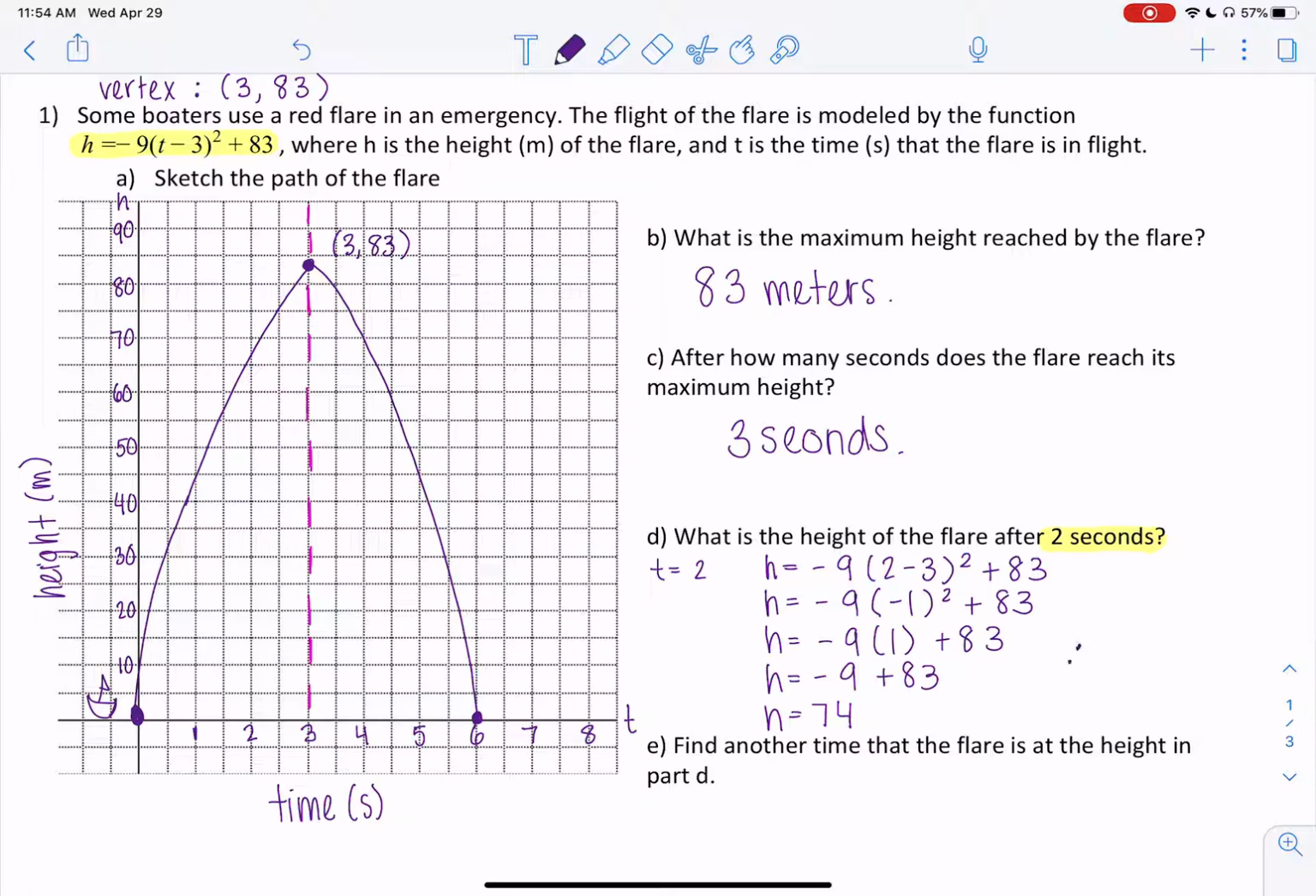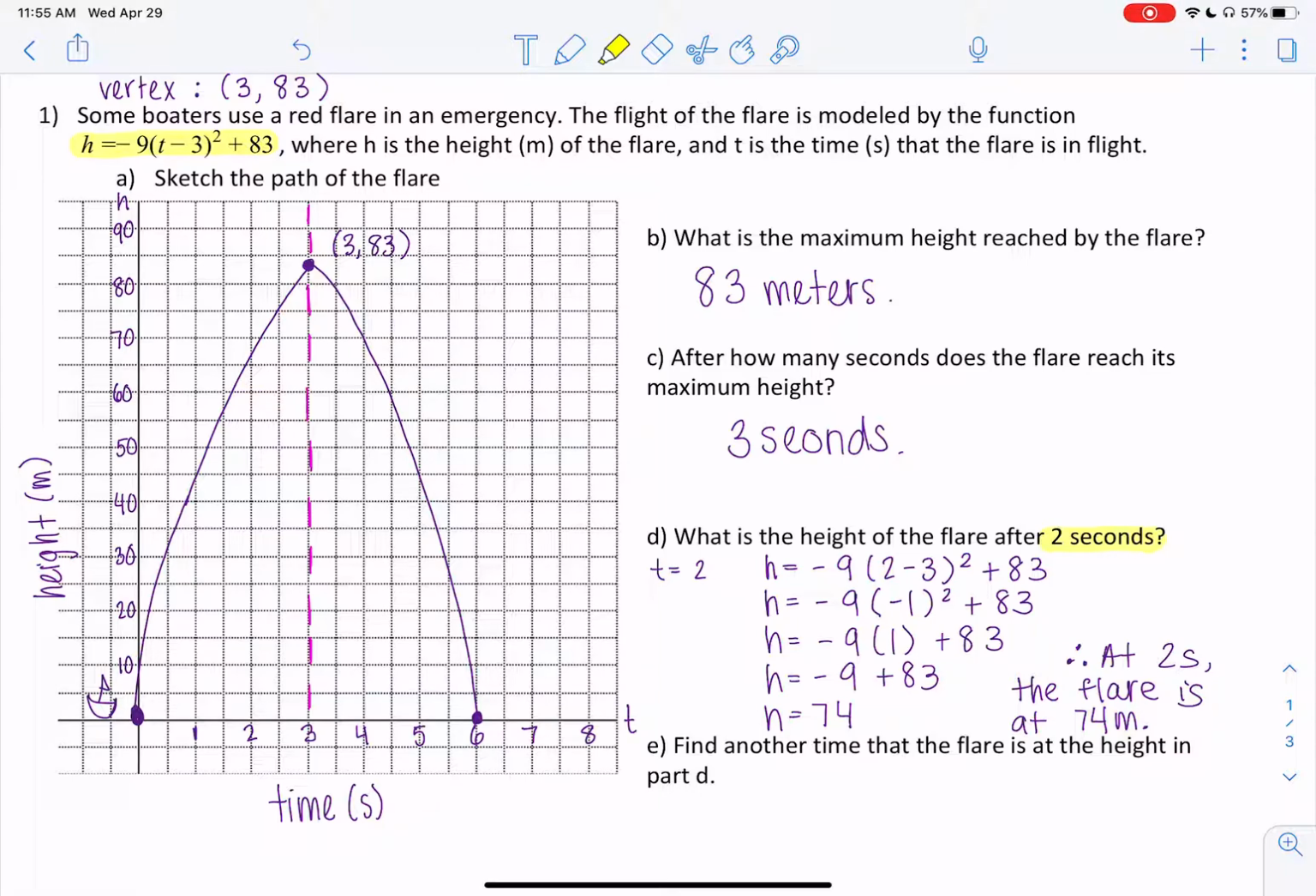So therefore, at 2 seconds, the flare is at 74 meters. So if I look on my graph over here at 2 seconds, I'm a little bit below 74. So what probably happened is I should have drawn my parabola wider. So it is a little bit hard to see there. So that is exactly why we do this algebraically.